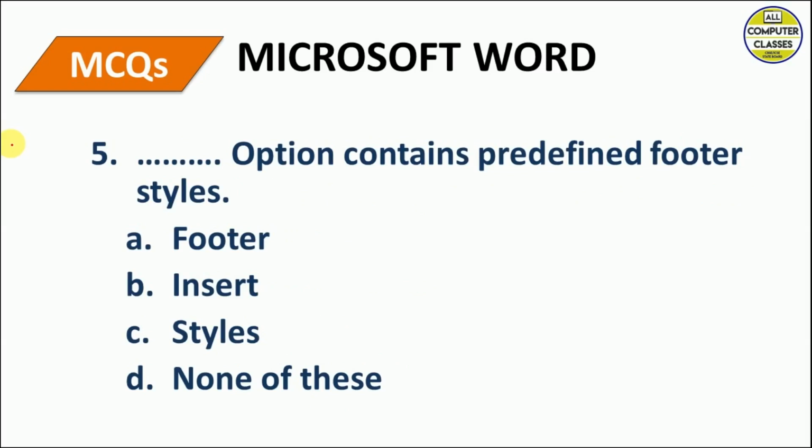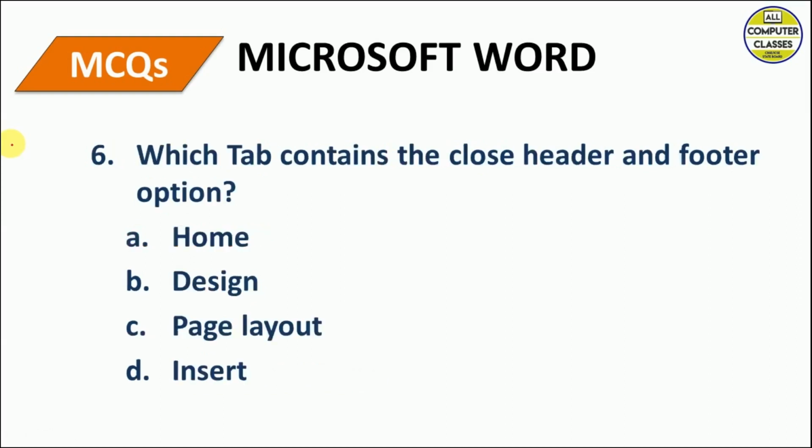Which option contains predefined footer styles? So you must have guessed the answer. The answer is footer. It is quite simple. The footer option would be having predefined footer styles. Next is, which tab contains the close header and footer option? I guess you know, because we have already done this option. It was in the design tab. So the answer is the design tab.